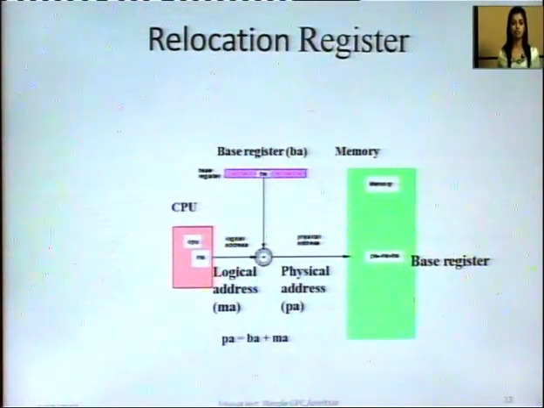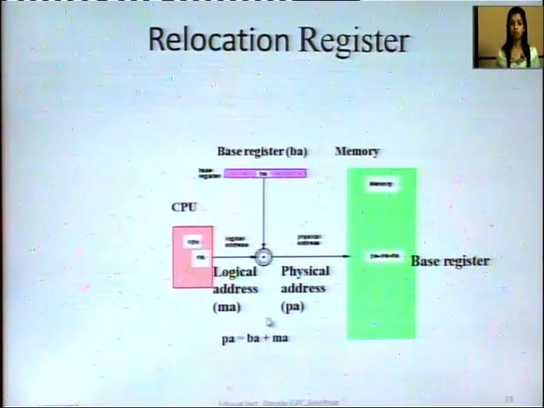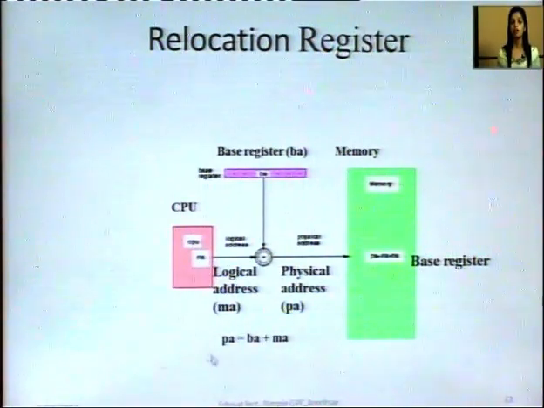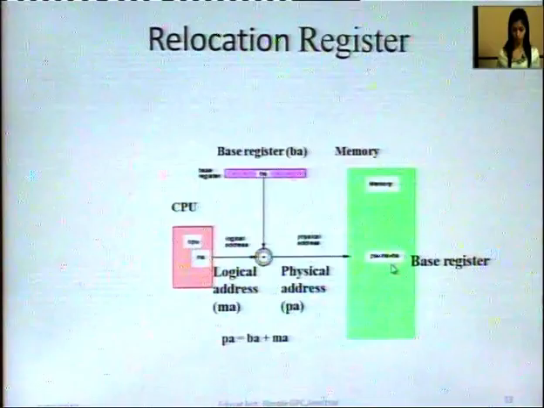This is relocation registers. The CPU generates the logical address, and then the physical address is generated by adding the base address and the logical address. The summation of the base address and the logical address generates the physical address. That means physical address equals base address plus logical address. Then we are actually getting the address of a particular file in memory.